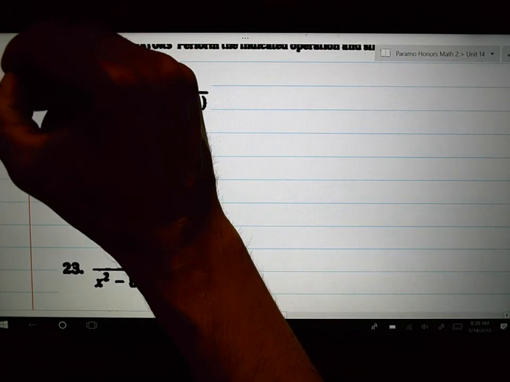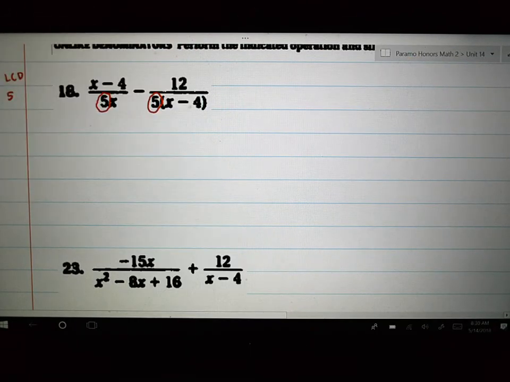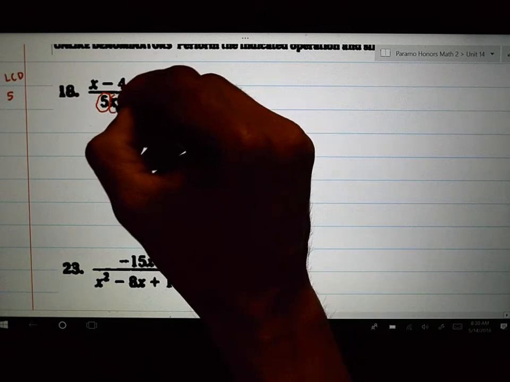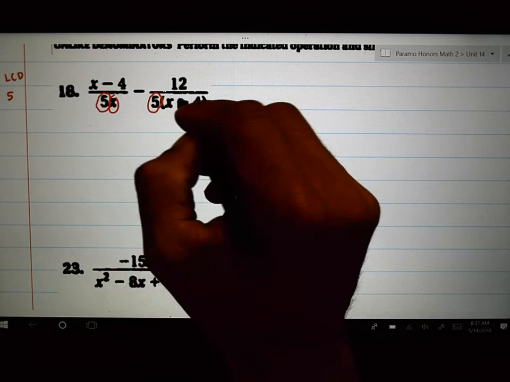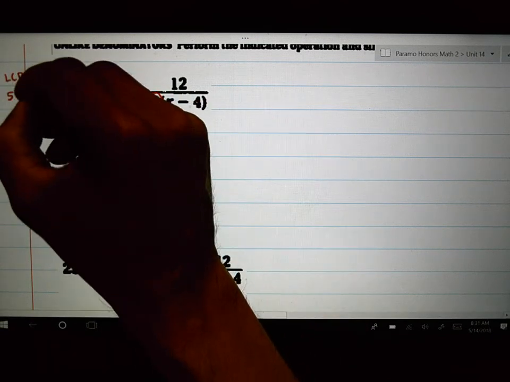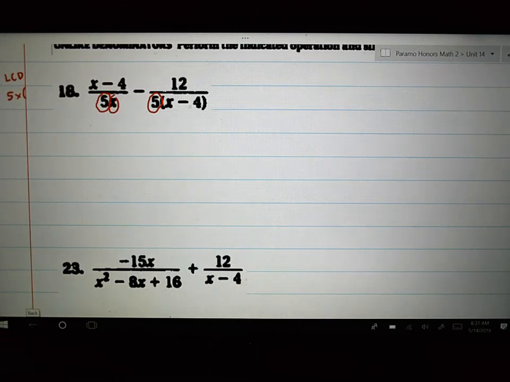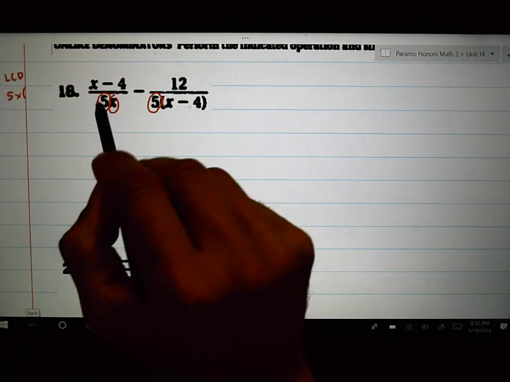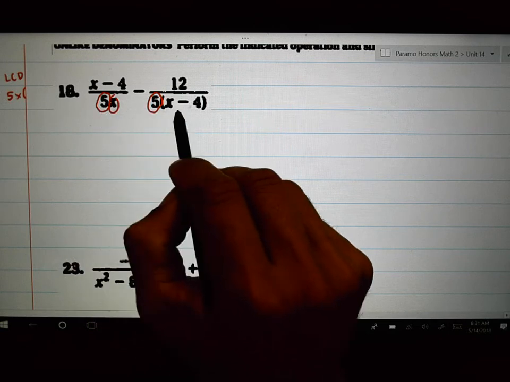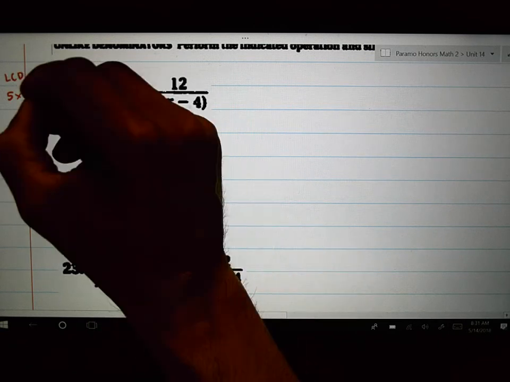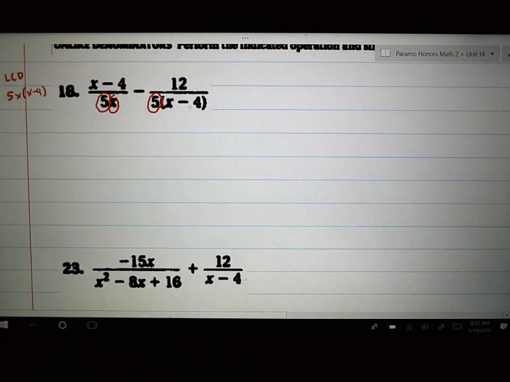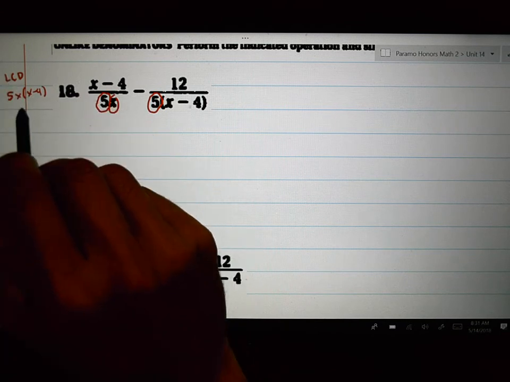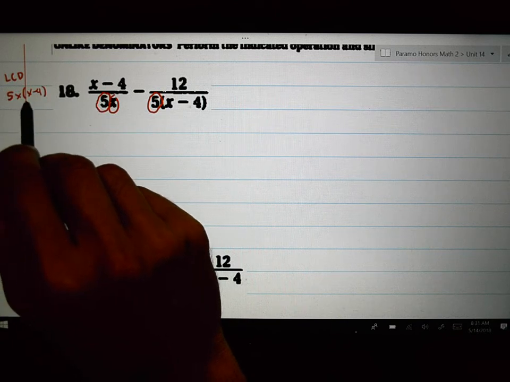I'll put it off to the side. 5 is one of them. This has an x. This does not have an x by itself. It needs an x on this side, because an x is a part of my LCD. That's all that's on this side. On this side, I have an x minus 4. That's its own group. I need an x minus 4 as a part of the factors that make up the lowest common denominator. My LCD should be a 5x times an x minus 4.